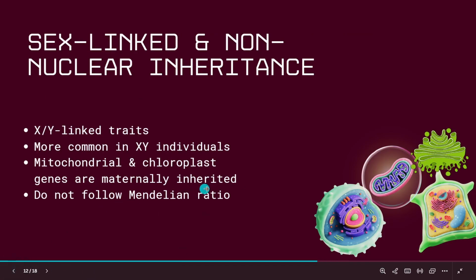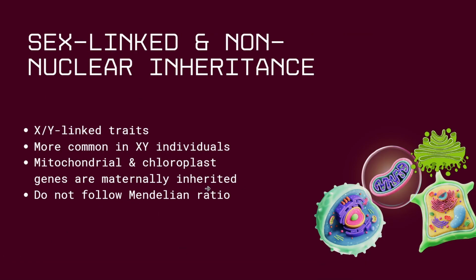So for the next one here, we have non-nuclear inheritance. The mitochondria and chloroplast genes are maternally inherited. So you always get mitochondrial DNA from your mom, but this does not follow Mendelian ratios.